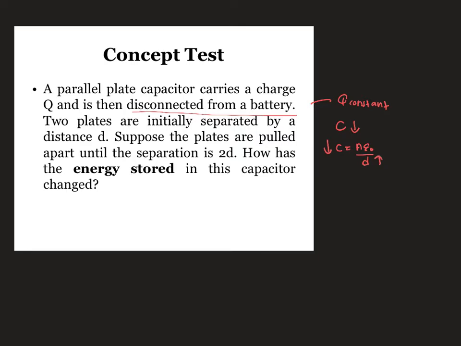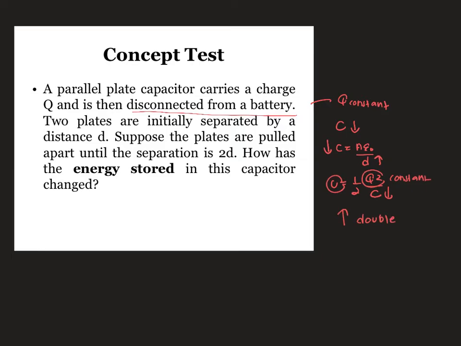So we need to find the energy. I'm going to use the formula U equals 1/2 Q squared over C. Because the capacitance has decreased by half as you separate the plates to 2d, and Q is constant, what happens to your energy? Yes, it's going to increase by double. So that's how you do it.